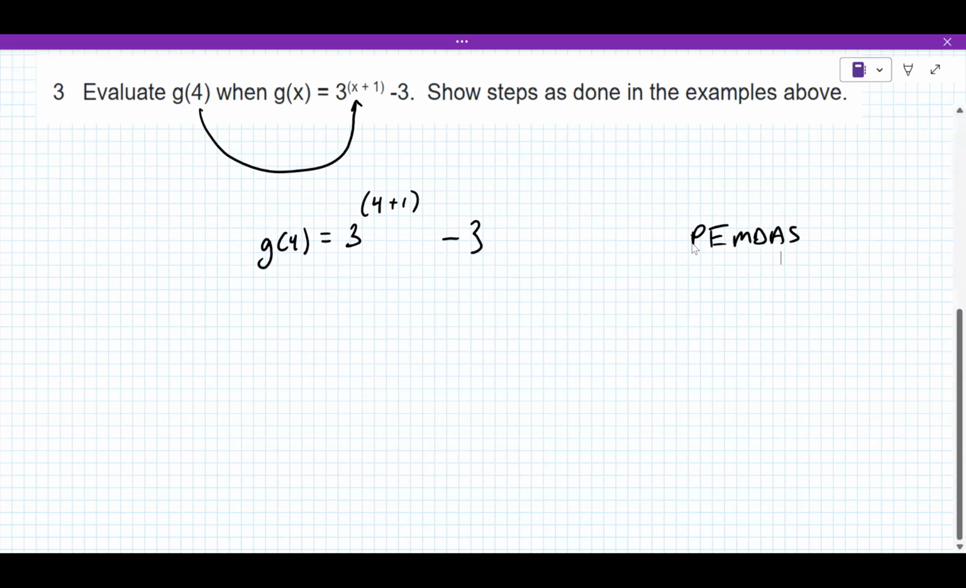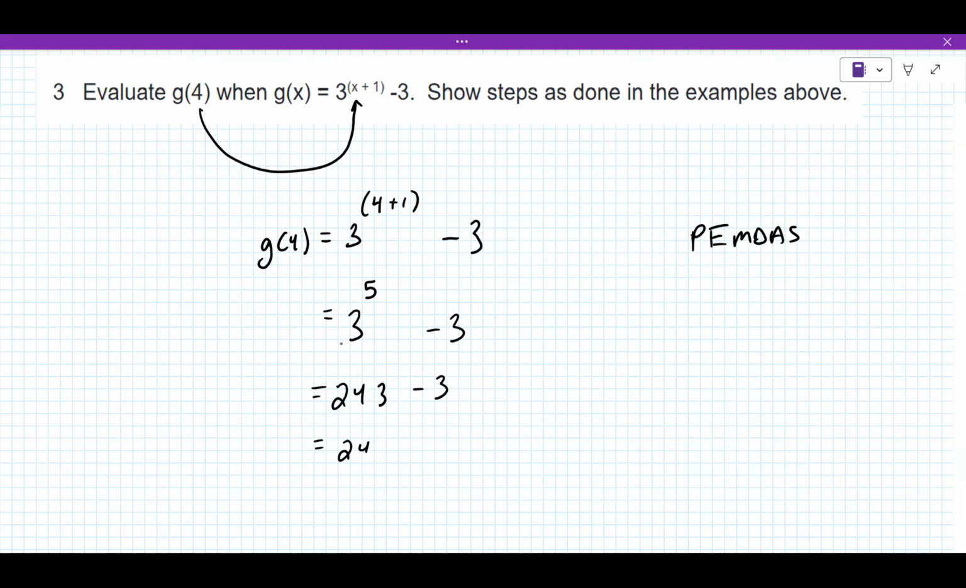Do you see any parentheses? Yes, it's in the exponent. So it'd be 3 to the power of 5, minus 3. Next, you do exponents. If you're not sure what that is, go to the calculator. That's what I'm doing, Desmos. That would be 243 minus 3, which equals 240.